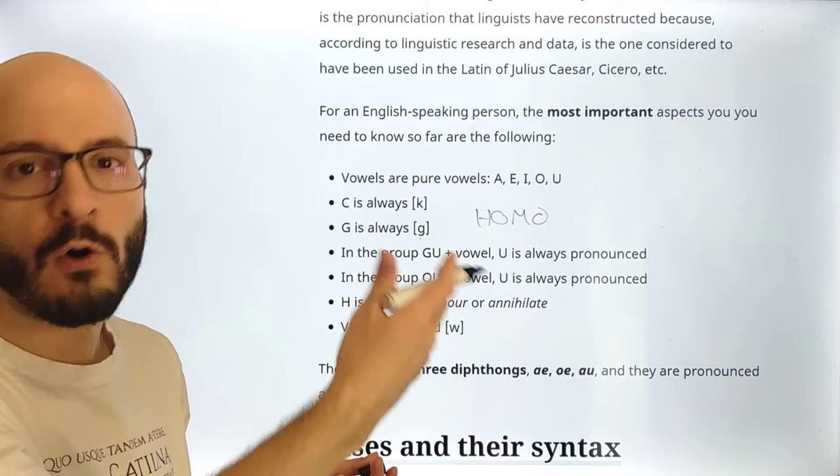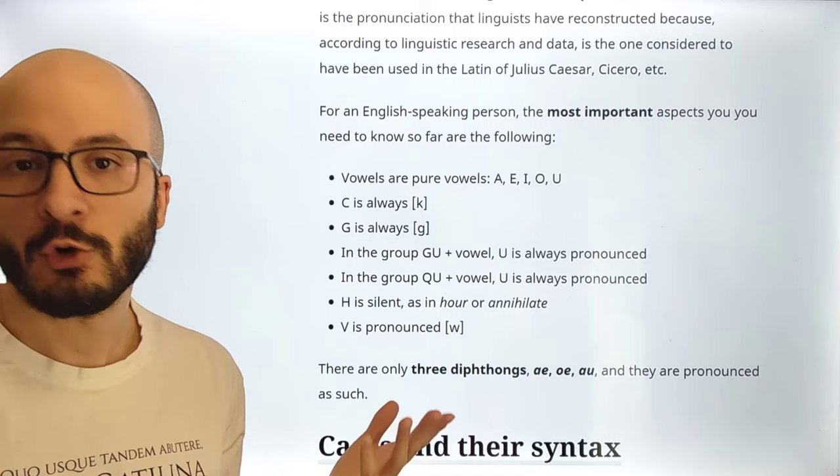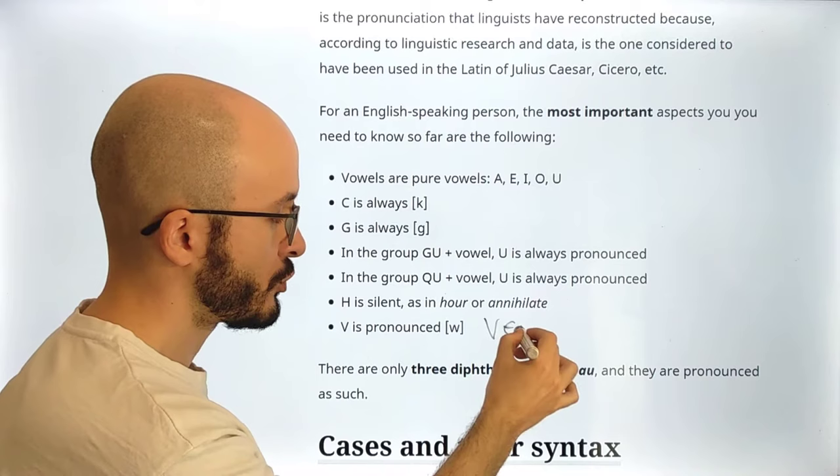And last, the letter V is pronounced like English W. So for example, the super famous Julius Caesar quote that for sure you know is this one.